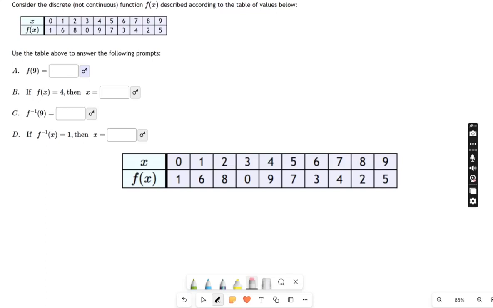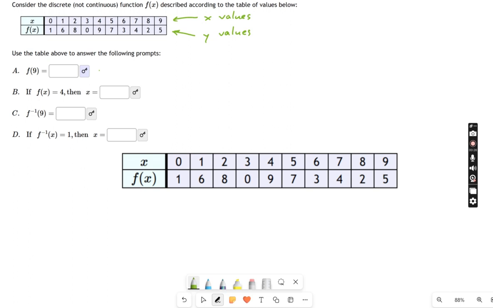This problem is showing us a discrete function. In other words, a bunch of points. This is not a line function, it's just a bunch of dots. And it's saying the following. If I have a whole bunch of x values, that's this top row, those are my x values, then I have a corresponding whole bunch of y values. These are like coordinate points. And then we go one step further, and I say, if x equals this, what's y? If y equals that, what's x?